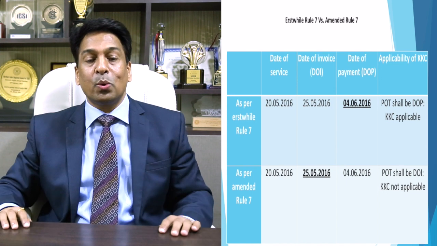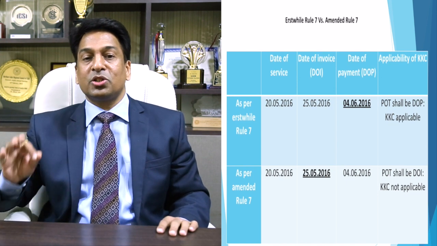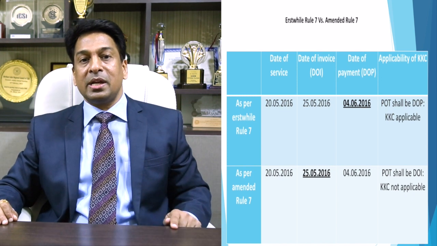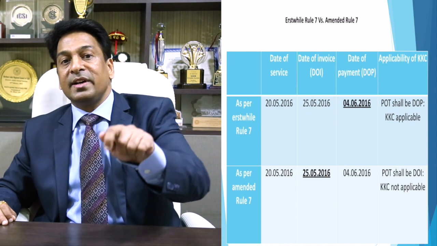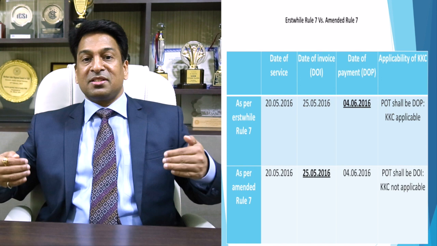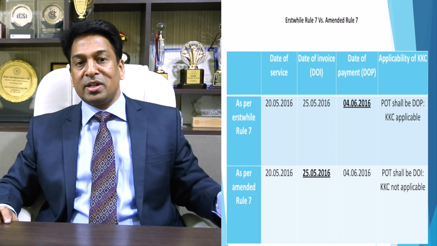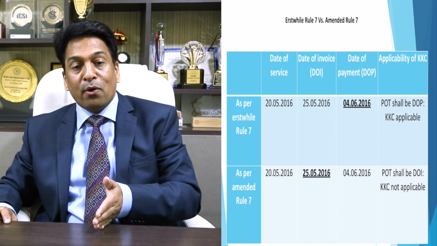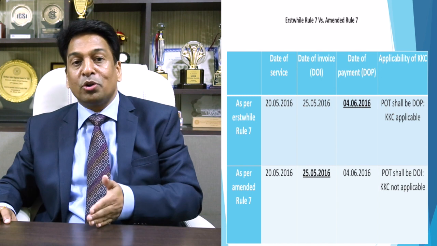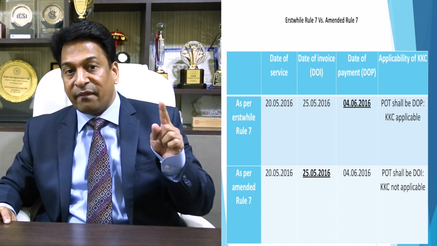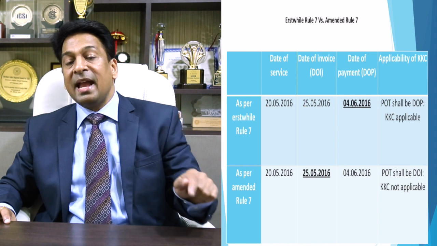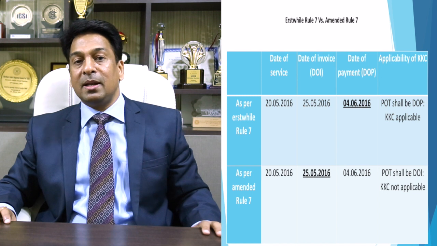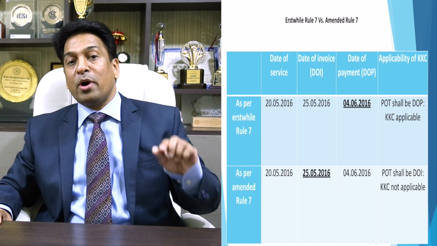But with the amended rule coming in from 30th March 2016, it says date of invoice would be the POT even though payment is made after 1st June 2016. So to understand in a better way, service rendered on 20th May, invoice raised on 25th May, payment made on 4th June. So what happened? POT for reverse charge liability would be date of invoice, which is 25th May, rate applicable 14.5. So you have to pay 30% tax liability on GTA on 14.5%.